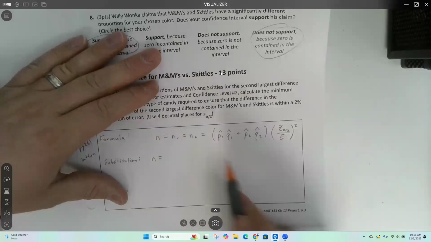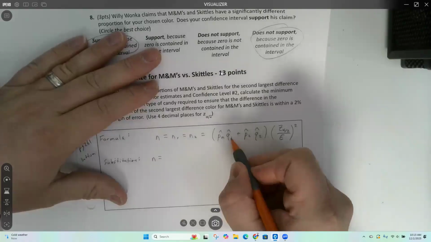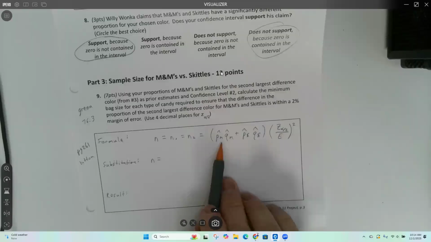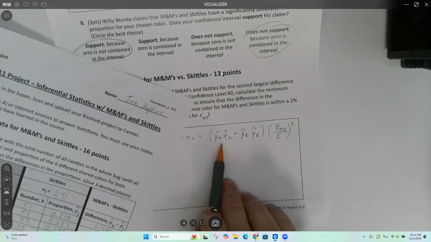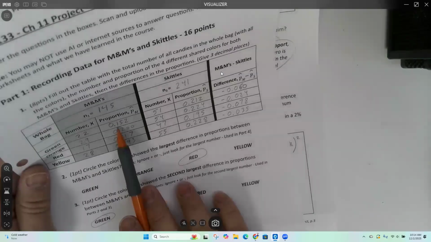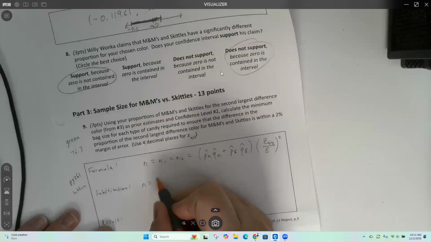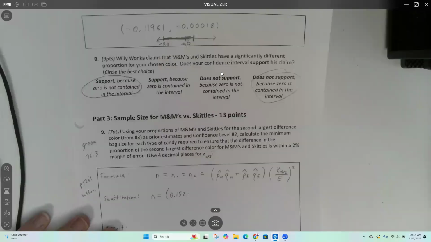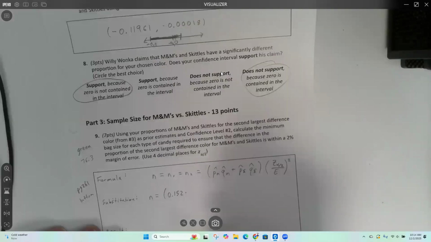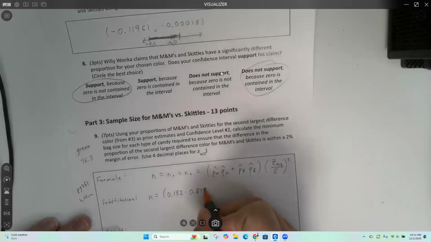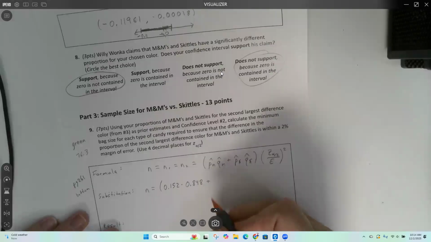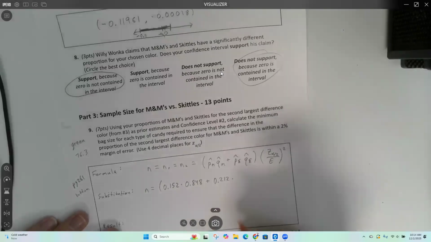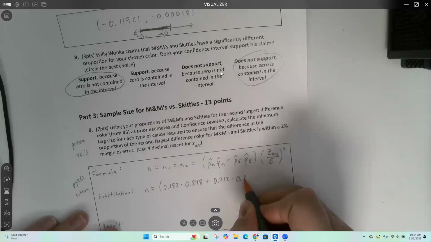So this will be my M&Ms. This will be my Skittles. P hat for M&Ms, I'm still doing green, was 0.152. And q hat, I had that on the previous page, 0.848 for M&Ms. For Skittles, p hat is 0.212, and q hat is 0.788.